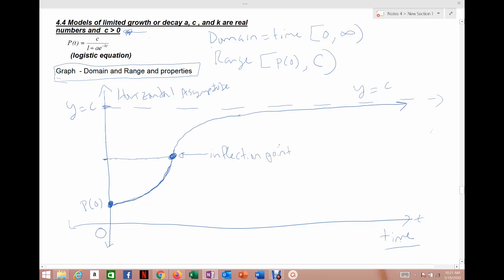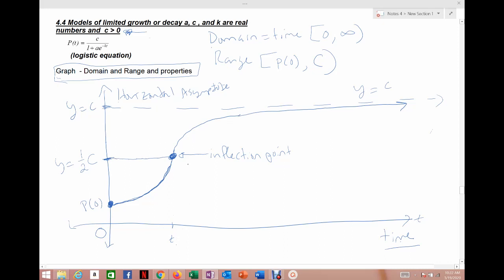And we're going to probably want to find it when we get to applications. It actually occurs in all of these logistics problems we're going to do, at 1/2 whatever that c value is. So that would be the function value, the y value. Whatever 1/2 that c value is, which comes from the numerator, that's what my inflection point is. It would occur at some time t, which often we'll have to find.